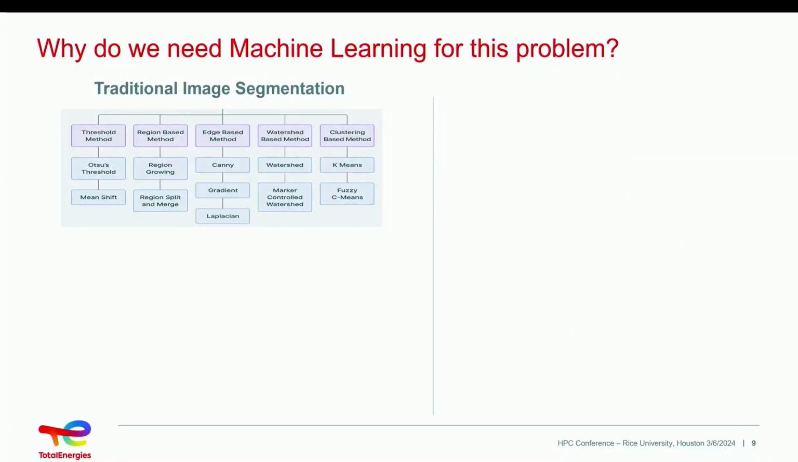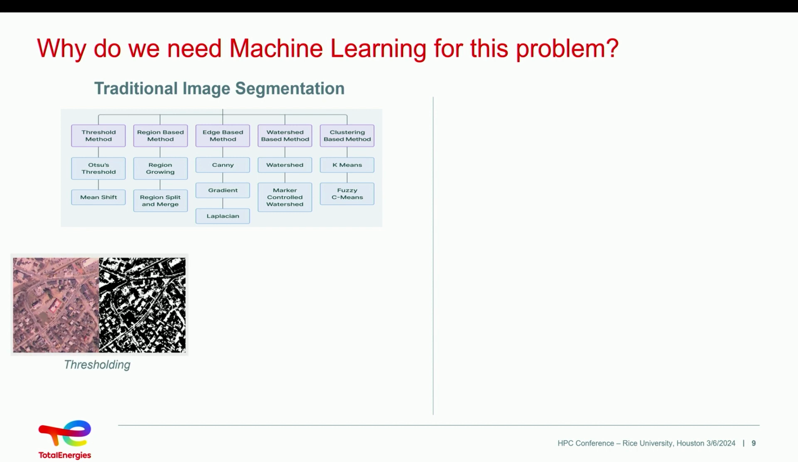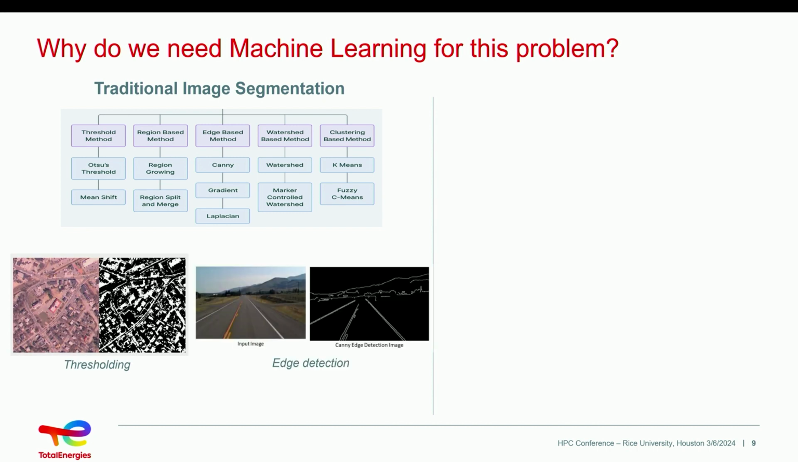But maybe you are wondering, why do we need machine learning for that? Maybe you know that there are some traditional image segmentation methods that we can use. I added some here. I don't want to go into the details. I just want to show two main ones, which are thresholding and edge detection, two different methods that are pretty fast for image segmentation. The only problem with those methods is that you need to set some parameters by yourself.